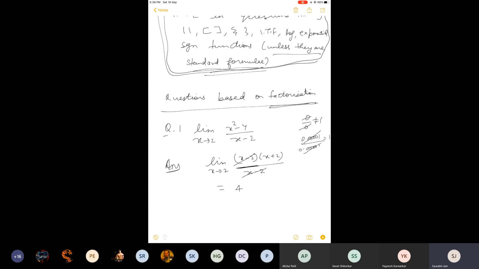Now, what is the answer? After removing the term which is leading to the indeterminate form, the question remains limit x tends to 2 of x plus 2. Now there is no problem. You put x equal to 2 there. Actually, I am putting x tending to 2. So that is why the function is not 4, the limit is 4. Whenever I write equal to, it means the limit is equal to. So this is the answer.